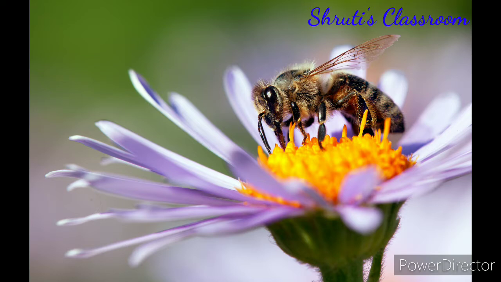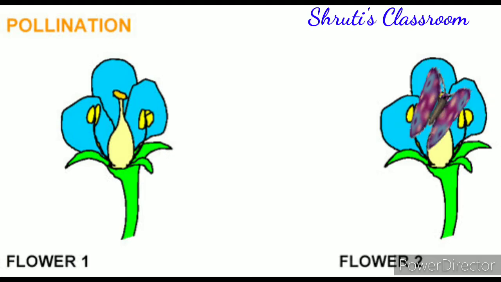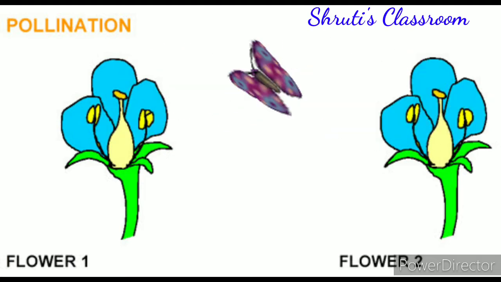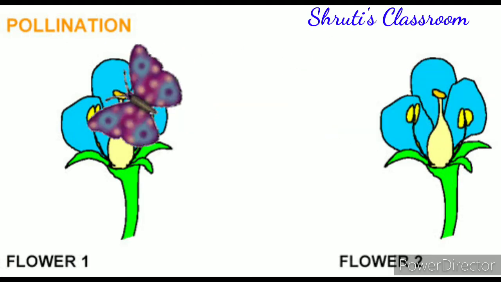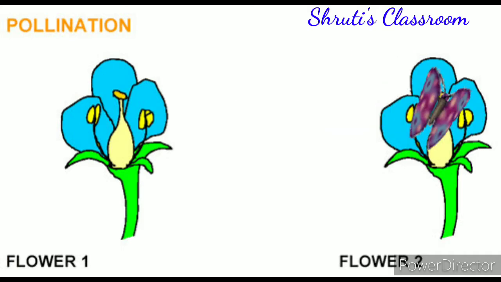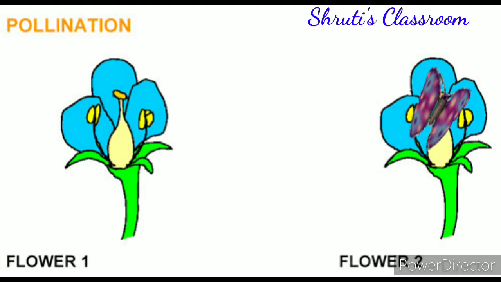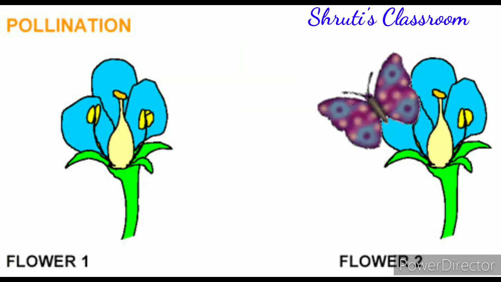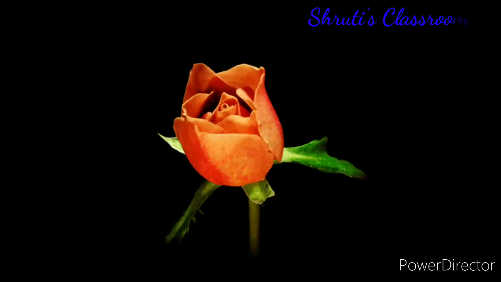Here again a new word, pollinator. A pollinator is an animal that moves pollen from the male anther of a flower to the female stigma of a flower. Children, in short, pollinators, or insects or animals, help the flower in reproduction. Together all the petals of a flower are called corolla.